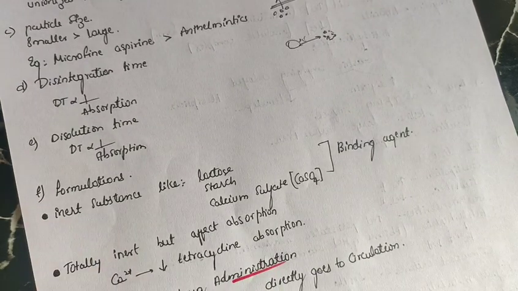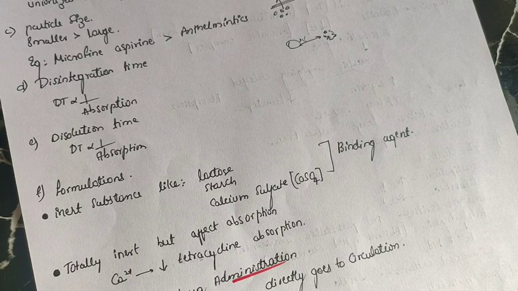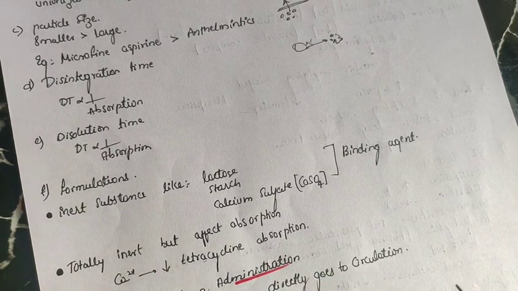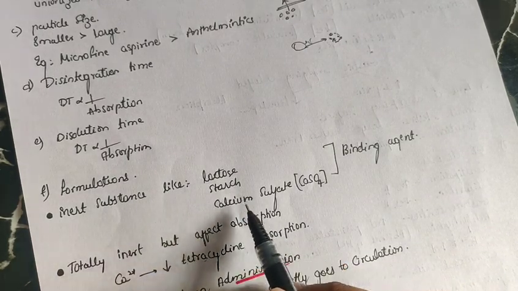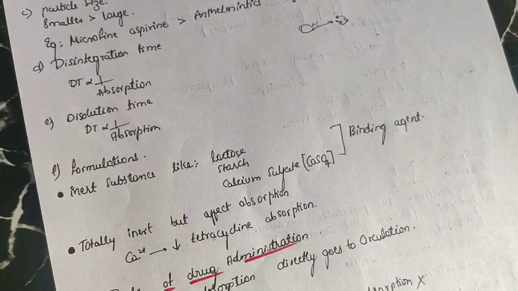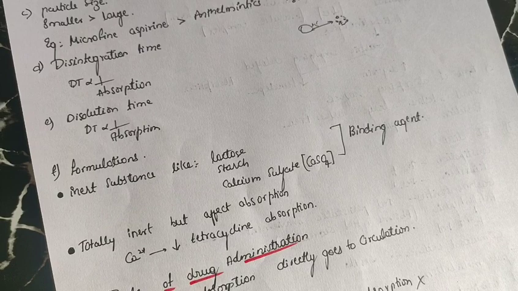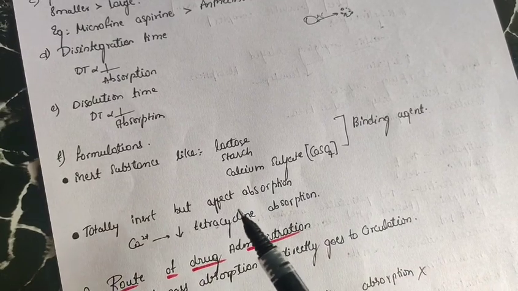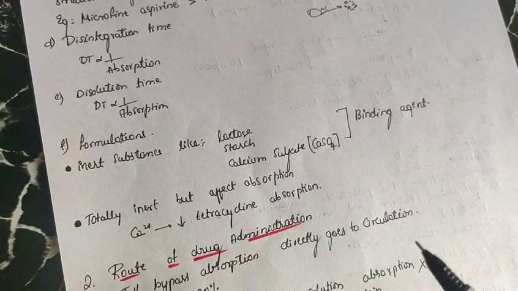And the formulations: as you can see, tablets are coated, sugar coated, thin film coated, and so on. These are inert substances; they don't have any therapeutic action, but still they are coated. This alters the absorption and also affects the bioavailability. For example, lactose, starch, and calcium sulfate are coated on tablets and act as binding agents. They are inert, but they also affect absorption because they may be lipid soluble or lipid insoluble.